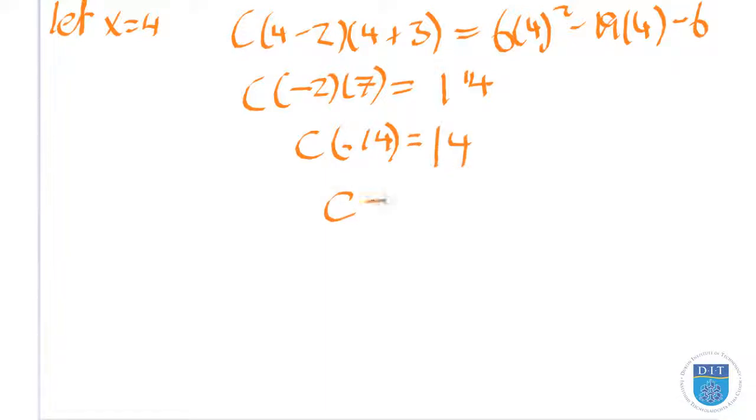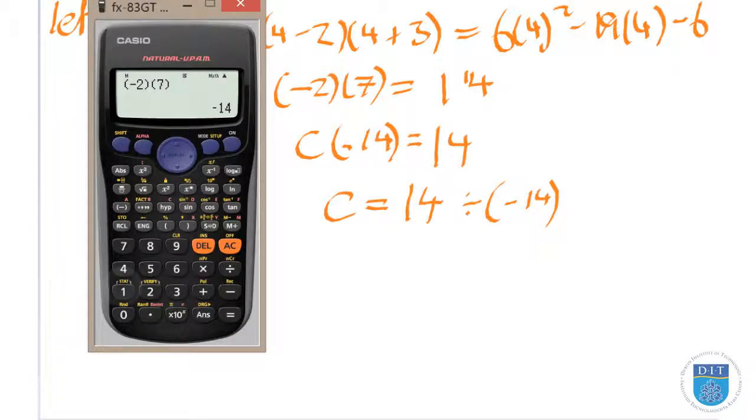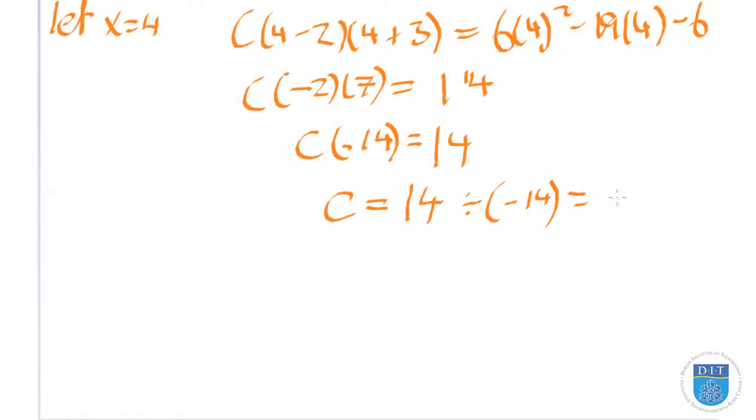When I take that minus 14 across, I divide by it because it was multiplied on the left hand side, so it's divided on the right hand side. Minus 14, do that in the calc again: 14 divided by bracket minus 14, minus 1. So you can barely go wrong with the calculator. Just make sure you're doing it carefully.